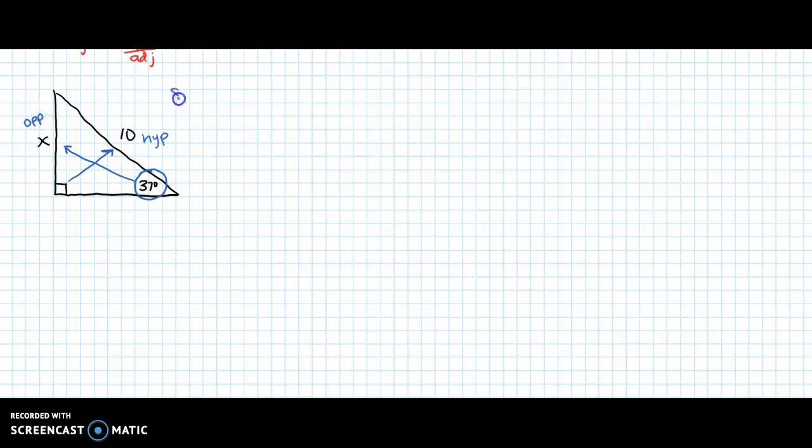So the trig ratio that deals with the opposite side and the hypotenuse would be sine. So here's how you write it. Take the time to write it down properly. That will almost guarantee that you put in your calculator properly. So you do your sine of your angle, which measures 37, has to be equal to the ratio of the opposite side over the hypotenuse. So in this case, your opposite side is your x over your hypotenuse, which is 10.